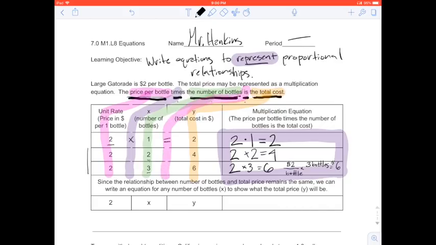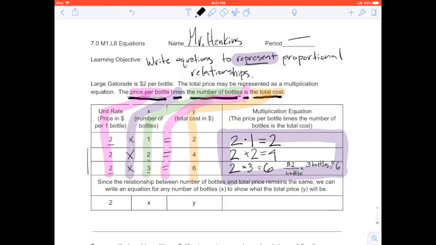So I can go back through here and say 2 times 2 is equal to 4. Price per bottle times the number of bottles is the total cost. And then right here, I have $2 times the number of bottles is equal to the total cost. 2 times 3 equals 6.